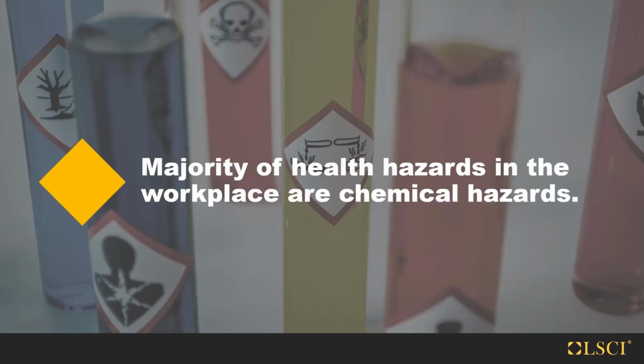Now, this is a really important point to keep in mind. The majority of health hazards in the workplace are chemical hazards, and these could include physical characteristics, routes of entry into the body, health effects, and obtaining information about these hazards using safety data sheets.